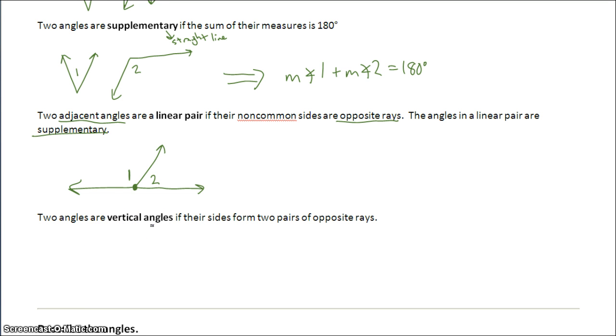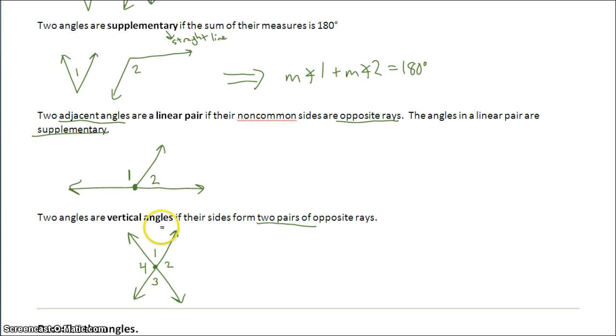Vertical angles. Vertical angles form two pairs of opposite rays. Well, a pair of opposite rays forms a straight line. So if we have two pairs of opposite rays, we really have two lines. So we're going to start with a point, and we're going to make one pair of opposite rays. Well, there's my first line. And now we're going to have a second pair of opposite rays. And when I do that, I create 4 angles.